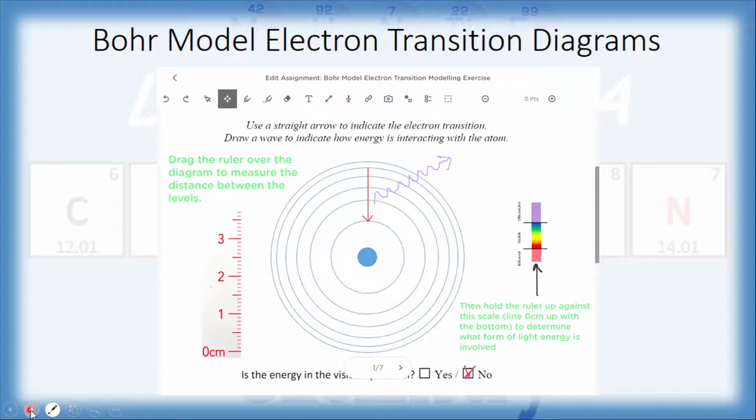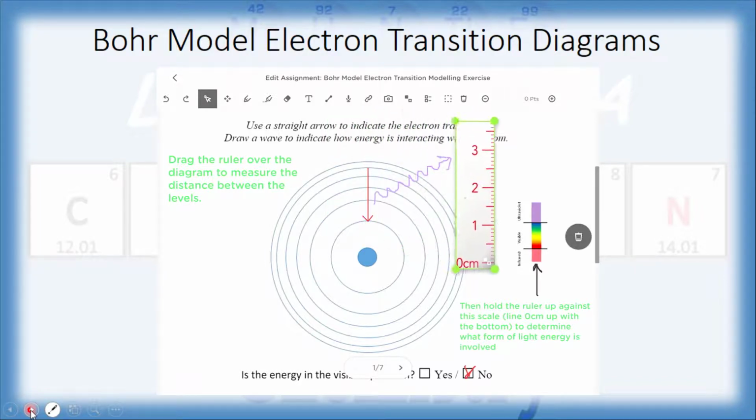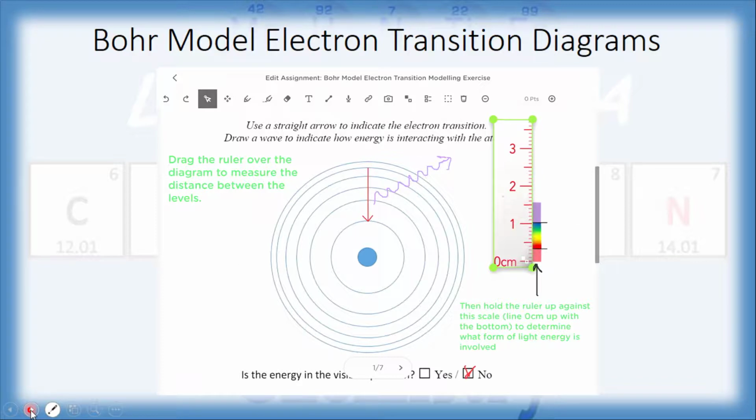Now, to get a quantitative measurement, notice over here on the side, you can drag the ruler. If you click on the selector tool and drag the ruler over and line up your 0 point with your arrow, you'll notice it's about 1.4 centimeters. So now we drag the ruler over to the color scale, and 1.4 puts us in that top lilac colored area, which is ultraviolet. Ultraviolet we know is very high energy, small wavelength.